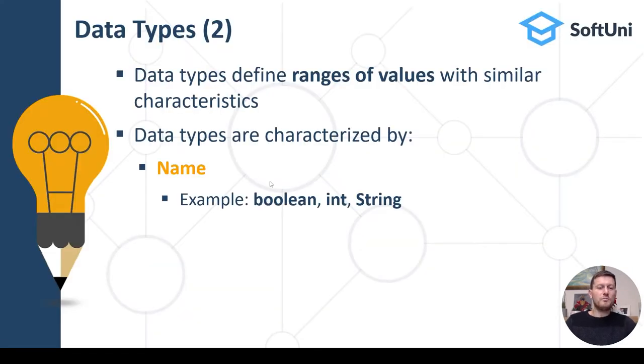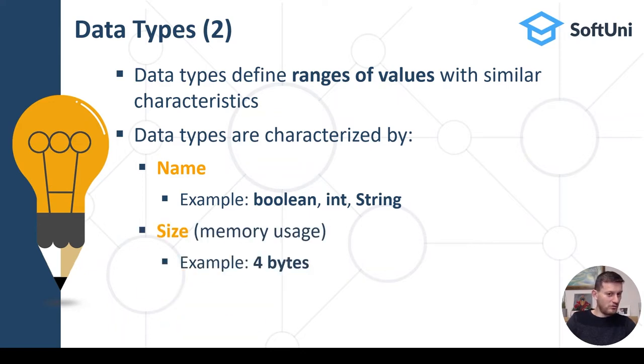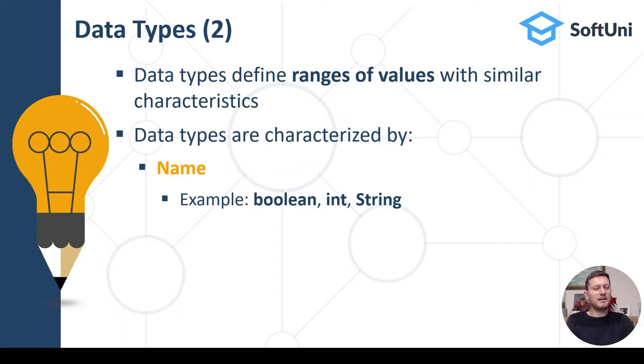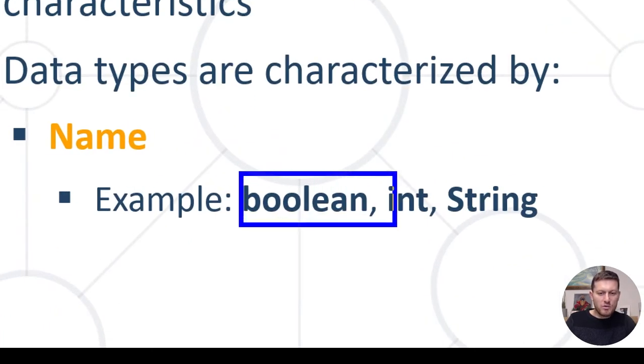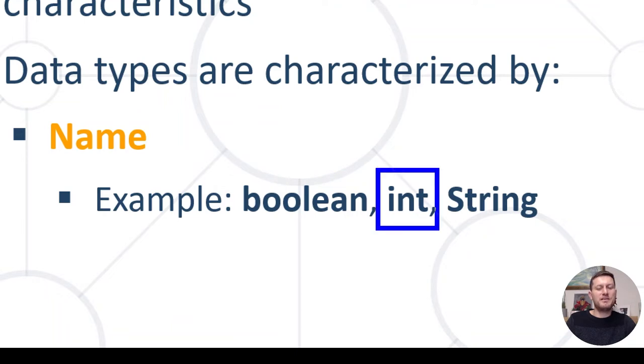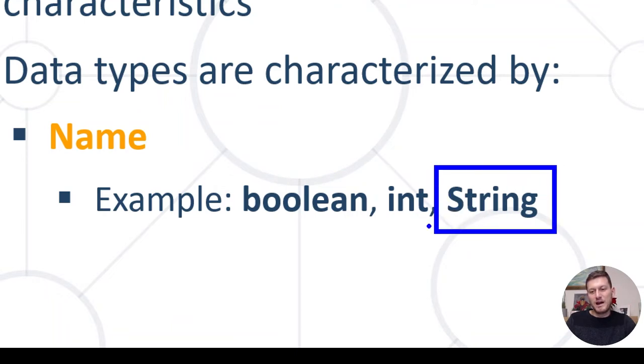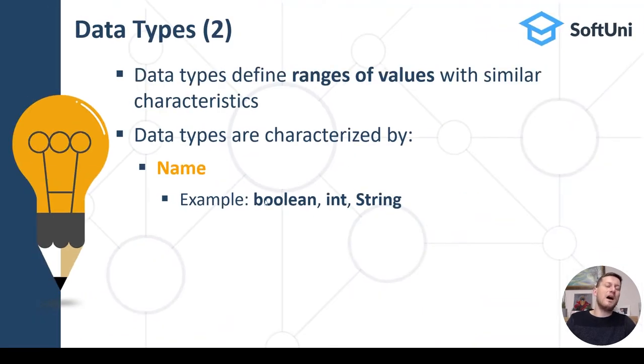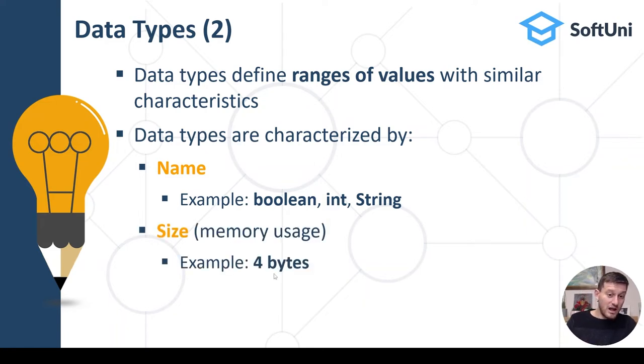Okay, so data types are characterized by three things: name, size, and default value. In Java, for example, the data type name can be boolean, int, string, and if it is with a small letter, it is built-in or a primitive type, and if it is with a capital letter like String, it is a class or a complex object. It's not primitive. Primitive types stay in the stack, and complex types stay in the heap, and we'll discuss this later. Some are passed by value, others by reference, but we'll talk about this later, as I already explained.